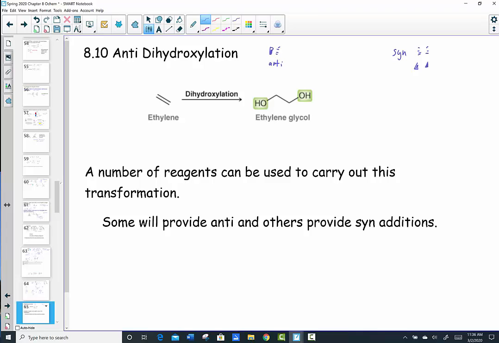Alrighty. And then it says dihydroxylation. That means adding two OHs. Across the double bond, each carbon receives an OH. So a number of reagents can be used to carry out this transformation. Some will provide anti and others provide syn. This section will look at an anti-addition, and in the next section we'll devote to a syn addition. Alrighty, so anti first.